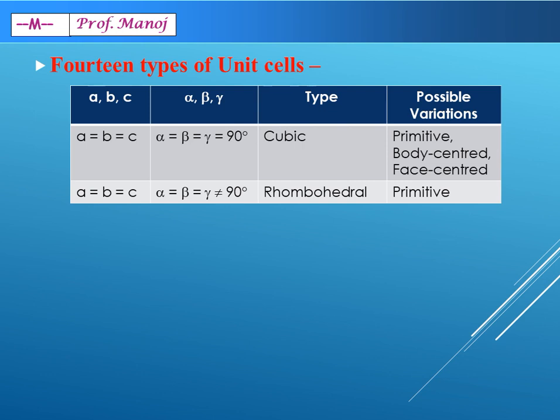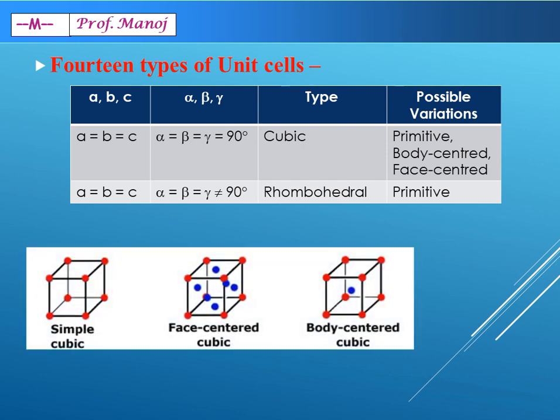This system is called cubic system. There are three systems possible: primitive, body centered, face centered. You can see how the diagram looks. This is simple cubic, face centered cubic, body centered cubic. All of them have a characteristic: all edge lengths are equal, all angles are 90 degrees only.